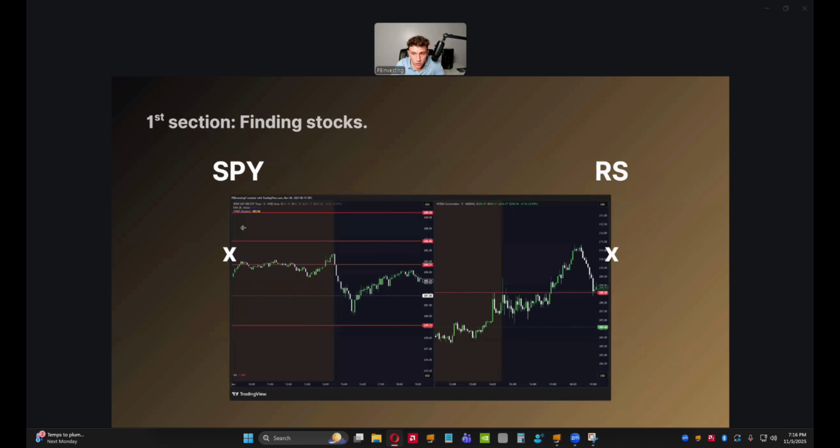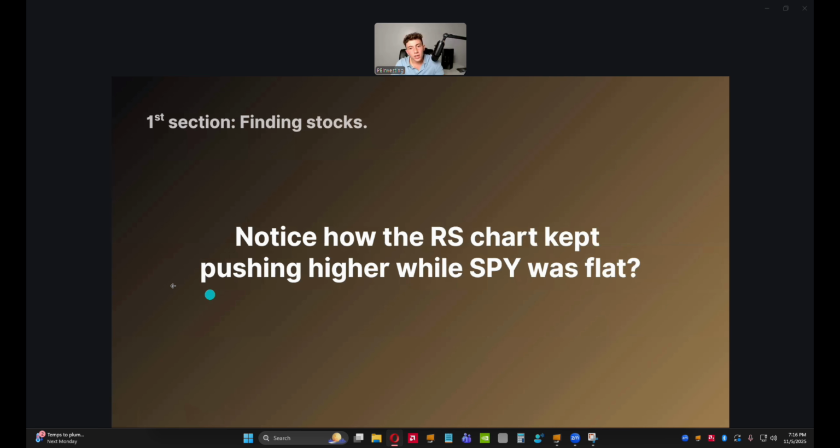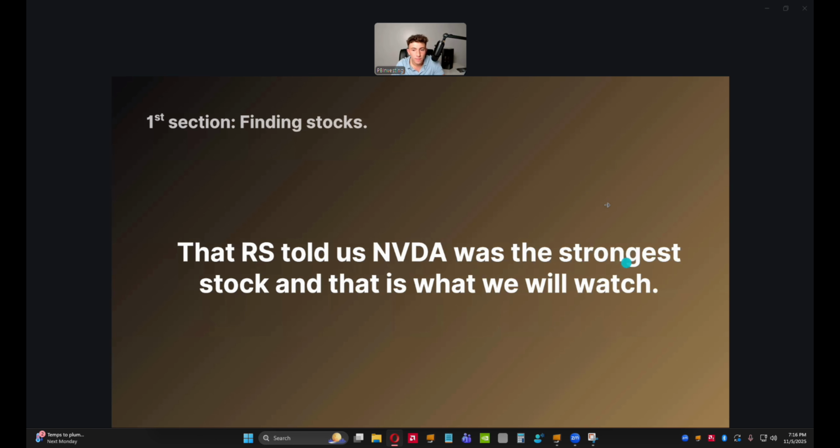So for example, do you guys see here how SPY was going down and the stock was staying in the same spot? Do you see how SPY is going down and the stock is not dipping? The stock is trying to go up. So what do you guys think is going to happen when SPY starts to go up? This stock is already extremely strong. It's going to explode. SPY just bounced a little bit and look what happened to the stock. It ripped. You notice how the stock with relative strength kept pushing higher while SPY was flat. That told us that NVIDIA was the strongest stock, and that's what we're going to watch.